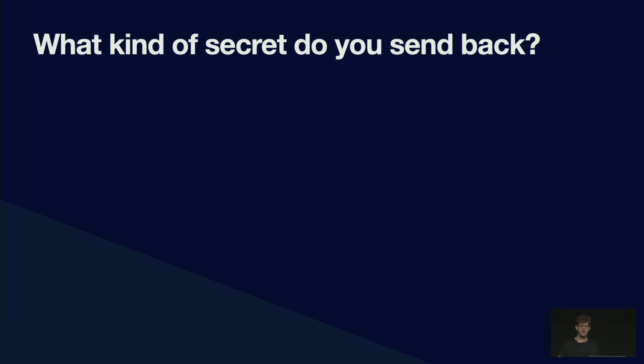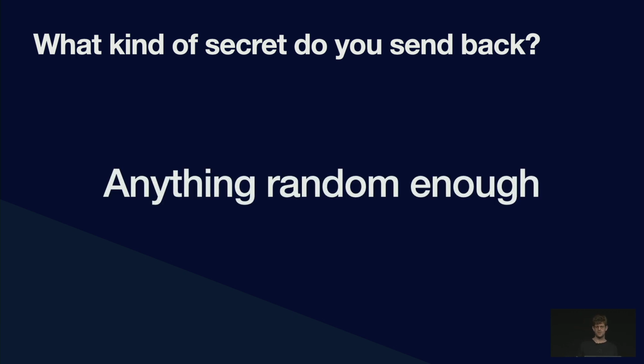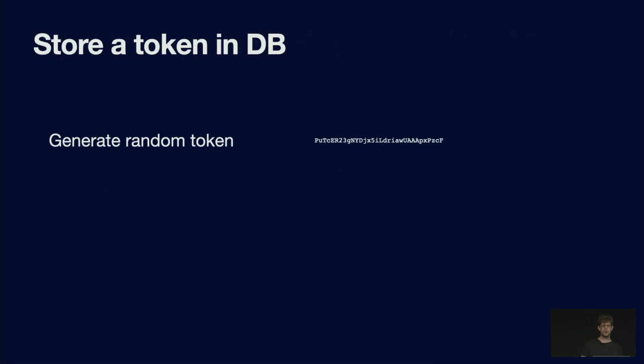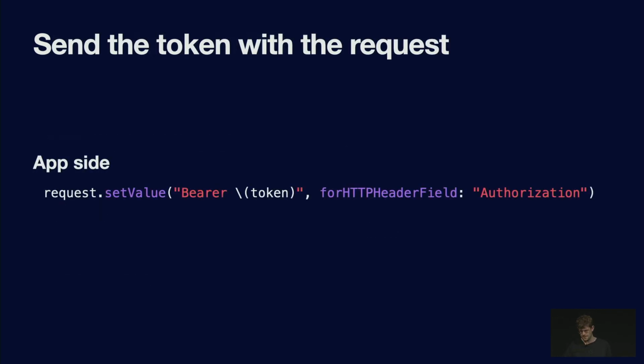So what kind of secret do you send back in that case? The answer could be quite generic: it should be anything random enough so that it cannot be guessed. There are two approaches that I've seen out there. The first one would be to store the token somehow in the database. So you would generate it, store it, and send it back. It would be better to hash it within the database because you don't want an attacker to get all the tokens that are available right now from the database if they get access to it. And then the application would be able to authenticate by providing back this token within the header of the request.